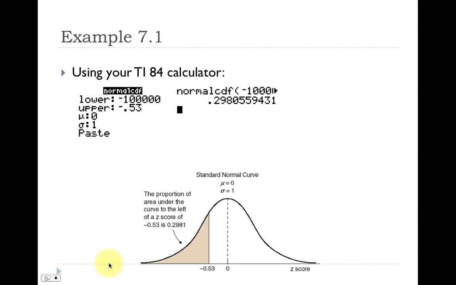Every time we want to find the area between two z-scores, or to the left of a z-score or to the right of a z-score, we're always going to use a mean of 0 and a standard deviation of 1. That's going to be the case every time we do normal CDF between z-scores. Okay, 0.2981.